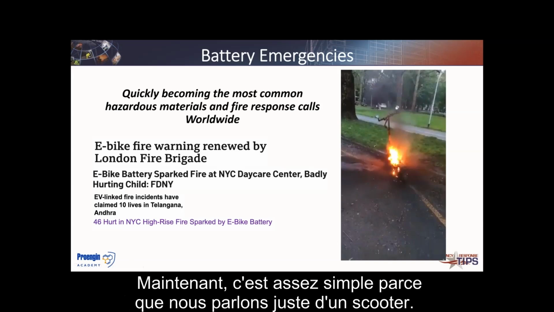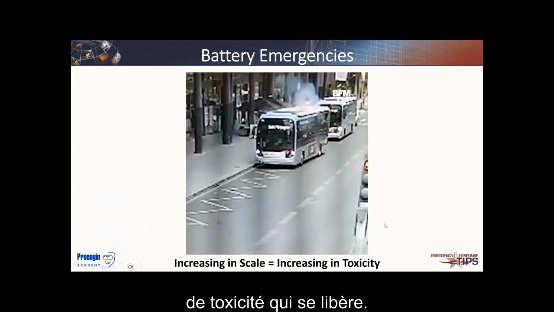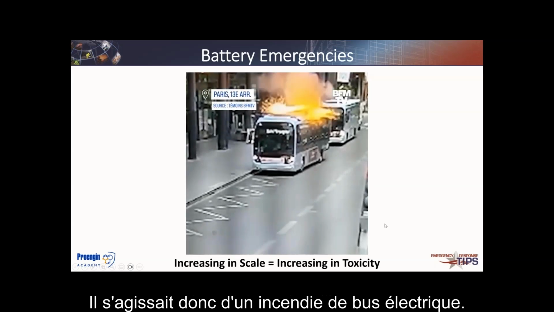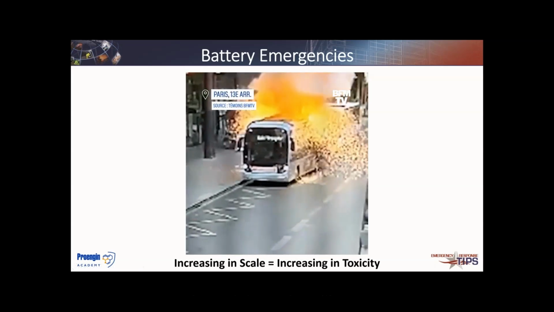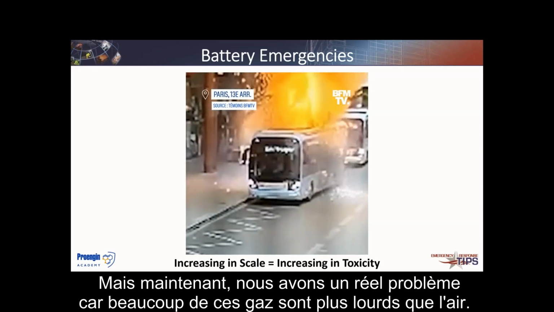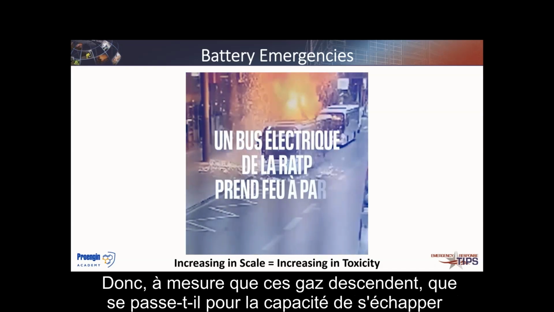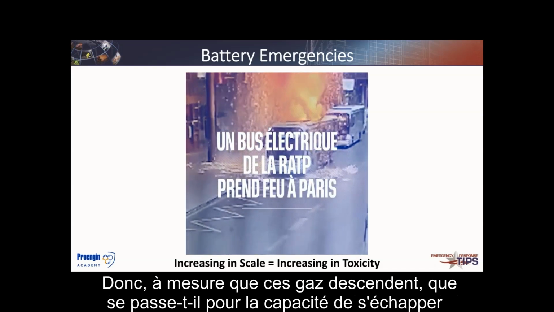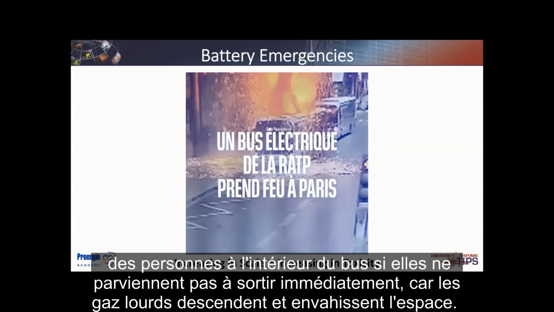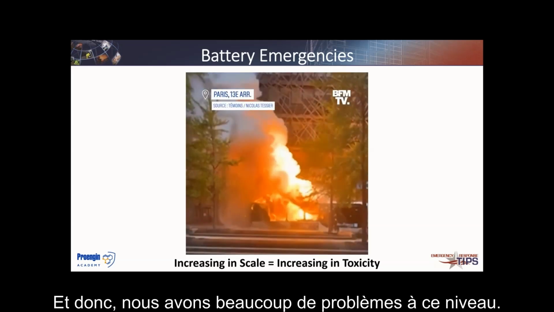So now this is really easy because we're just talking about a scooter. But what happens as we get bigger in scale and we have more of the toxicity coming up? So this was just an electric bus fire. And in this case, the batteries are on the top. But now we actually have a problem because a lot of the gases are heavier than air. So as these gases come down, what happens to the ability to escape for the people that were inside the bus if they weren't able to get out quickly? And so we have a lot of problems there.